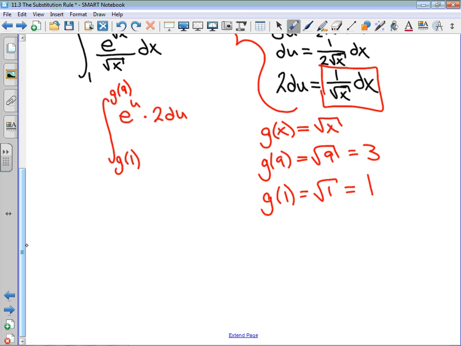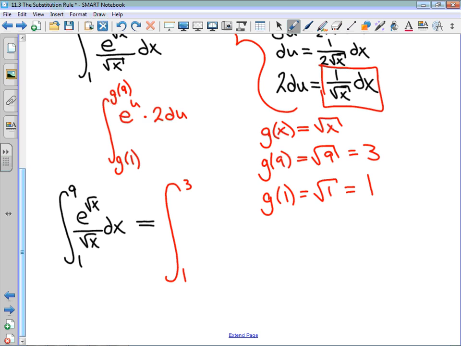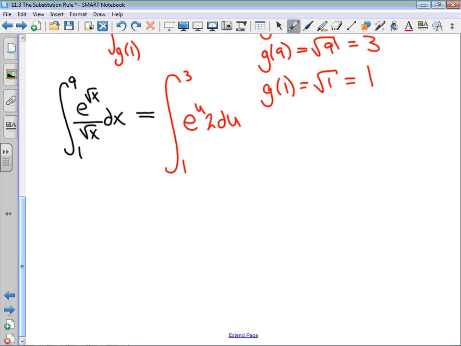I know it can feel a little tedious, but we have now said that the integral from 9 to 1 of e to the power of root x over root x dx can be written as the integral from 3 to 1 of e to the power of u times 2 du. And at this point, we can start to do the antiderivative. So if I take the antiderivative of this red expression, I'm going to put the 2 out front, and then I get 2 times e to the u plus a constant. And this is going to be evaluated from 3 to 1.